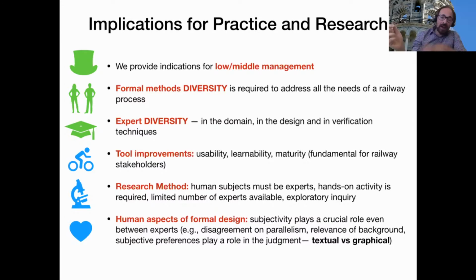And finally, another aspect that emerged is related to the human aspects of formal design, because we saw that subjectivity plays a crucial role even between the experts. There were disagreements on things that would seem obvious, like the support for parallelism. We saw that the background of the different experts really affects the judgment, and also the subjective preferences play a role in the judgment. For example, preferences for a textual language over a graphical language.